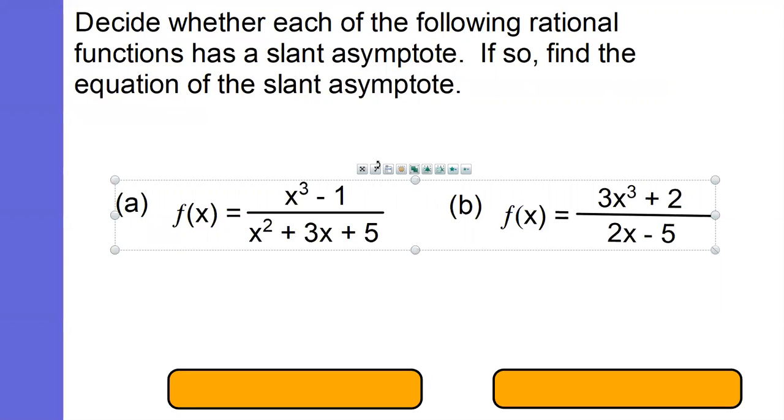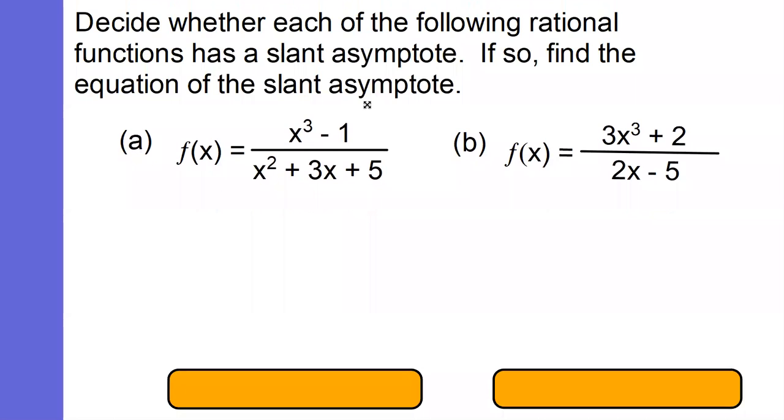Now, let me just move this stuff up here a little bit, give myself some room to work. All right, so let's first off just focus on those degrees. In this function, the degree of my numerator is 3. The degree of my denominator is 2. So I am going to say yes, this function will have a slant asymptote. And we'll calculate that in a second.